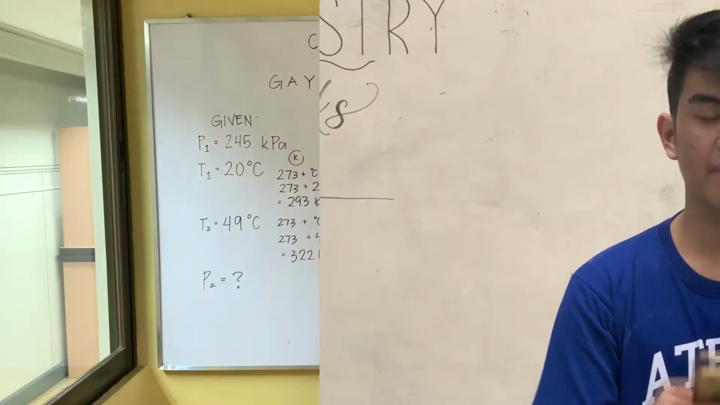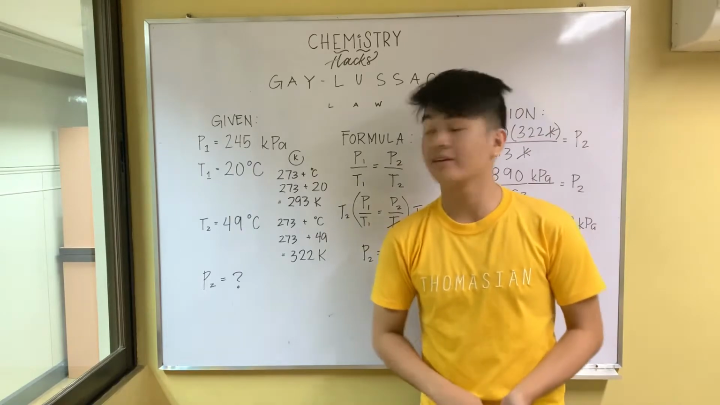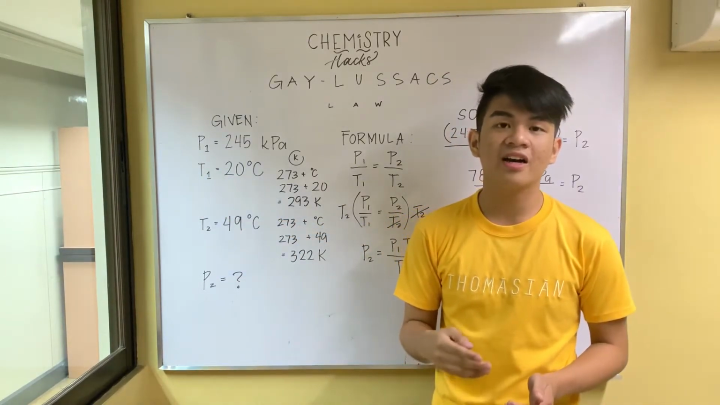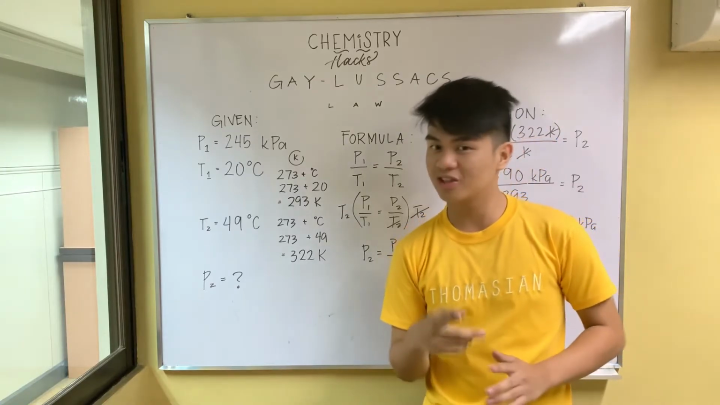Last but not the least, we have Gay-Lussac's Law. Now, let's read the question. The pressure in a sealed can of a gas is 245 kilopascals when it sits at the room temperature of 25 degrees Celsius. If the can is warmed to 49 degrees Celsius, what will the new pressure inside the can be? Gay-Lussac's Law has two variables, pressure and temperature. And these two variables are directly proportional to each other.